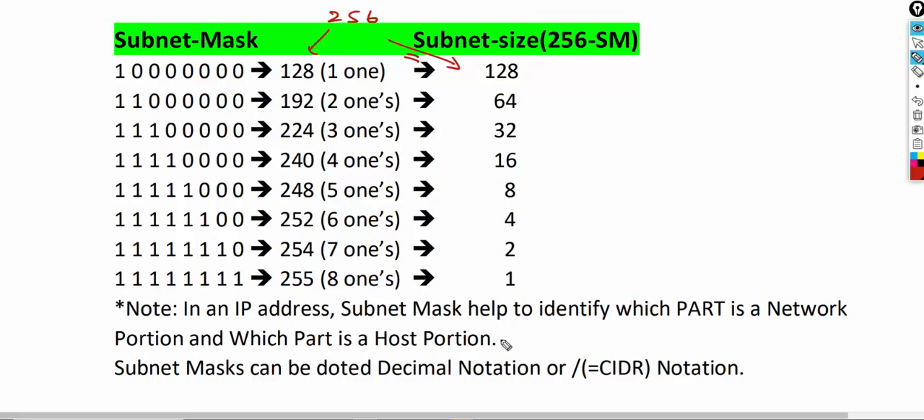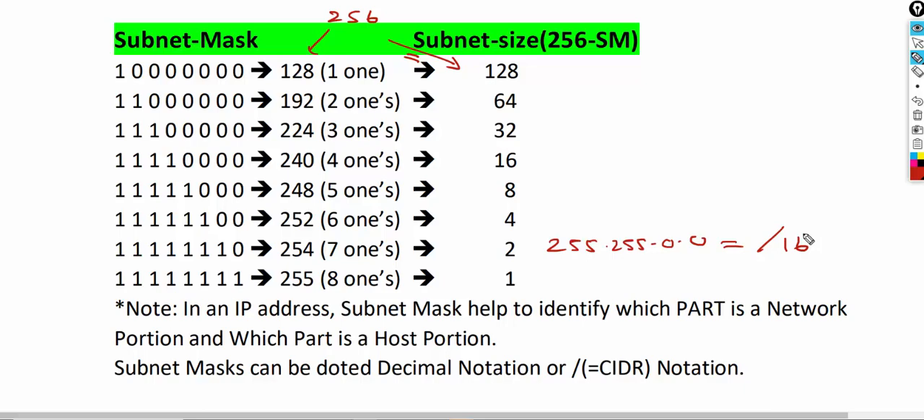So note, in an IP address, the subnet mask helps to identify which part is the network portion and which part is the host portion. The subnet mask can be in dotted decimal notation, something like 255.255.0.0, or it can be /16. So you can write it whichever way you want. Okay, if you use the slash notation, it is called CIDR notation.